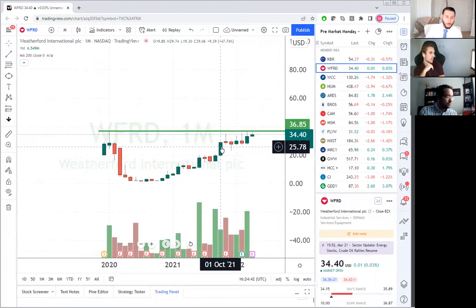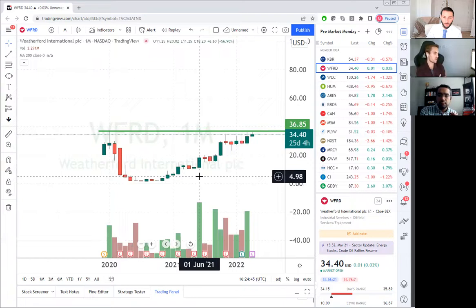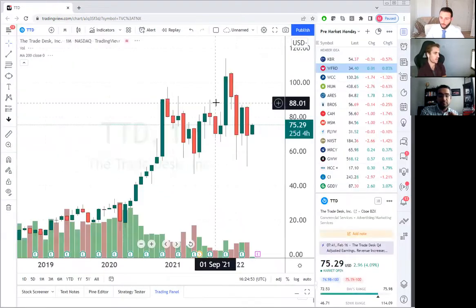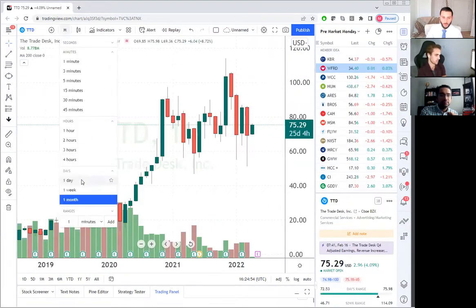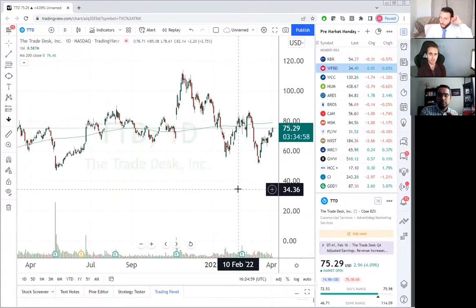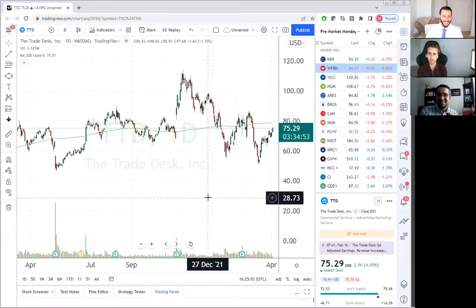Next question here from Nico. He says, if I have a losing position that comes to an important resistance level and I would be break even at that point, what's the most recommended way to handle this if it breaks that resistance? Sell for break even, hold. So the one that he's looking at is TTD, and he's in from 86 from a couple months ago.